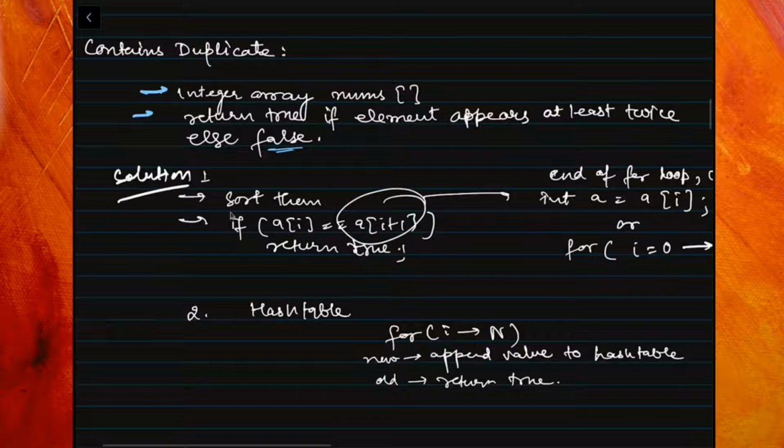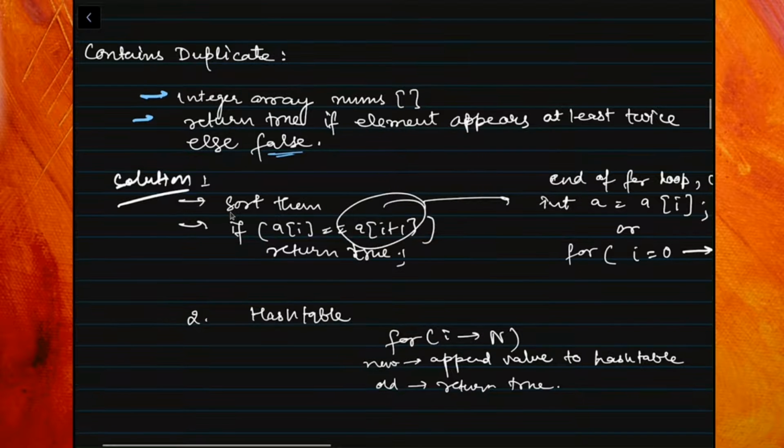The first solution that comes to our mind is to go through the array multiple times using the brute force method with two for loops, but that would have a time complexity of O of n square. That's a bit too much to execute on LeetCode for this question, so we won't be applying that method.